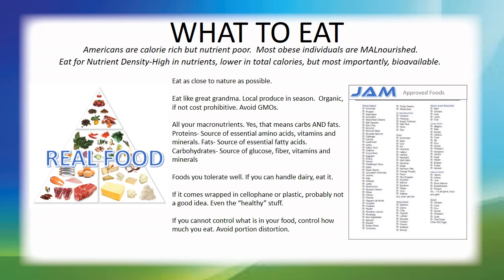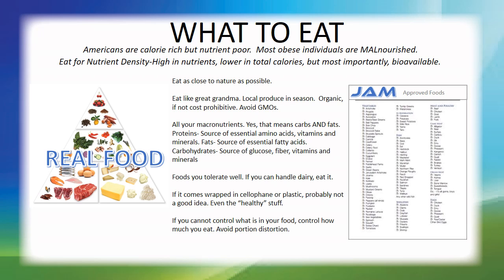Organic if it's not cost prohibitive. We want to avoid too much pesticide residue and herbicide residue in our food. And that's really the reason we want to avoid GMOs, because they're not modified to be bigger, better, badder. They're actually modified to resist more pesticides and herbicides, and they are sprayed very heavily. Do eat all of your macronutrients, please, please, please. Carbs, fats, proteins. These are sources of essential elements. That's your nutrients, your essential fatty acids and amino acids.